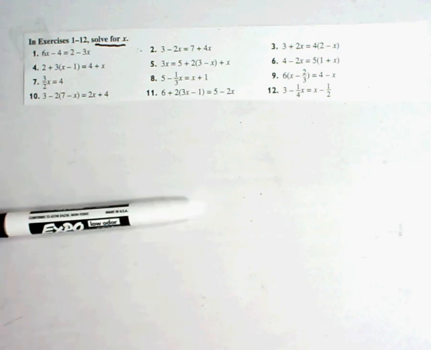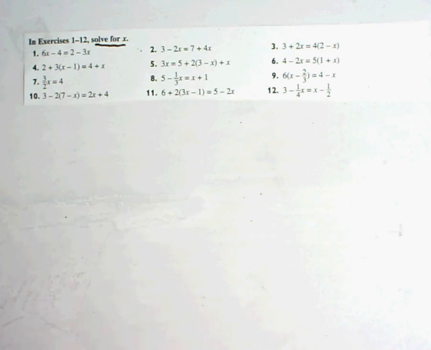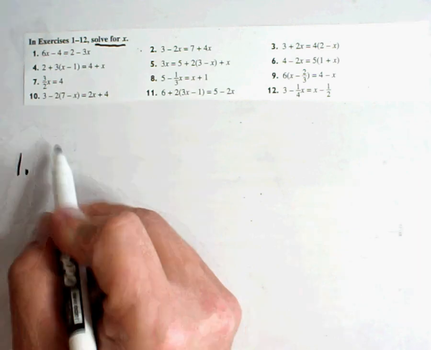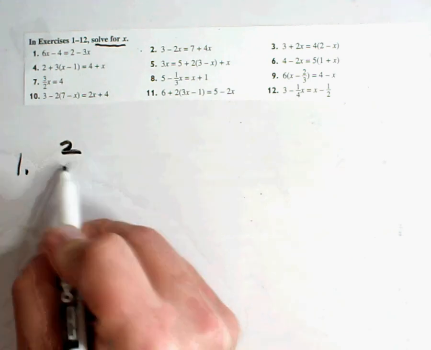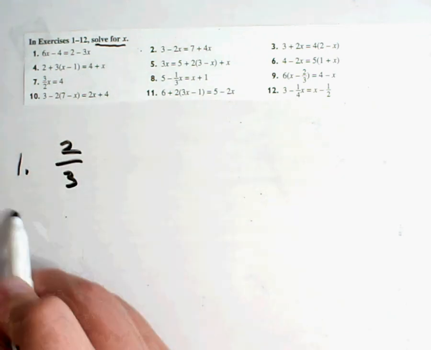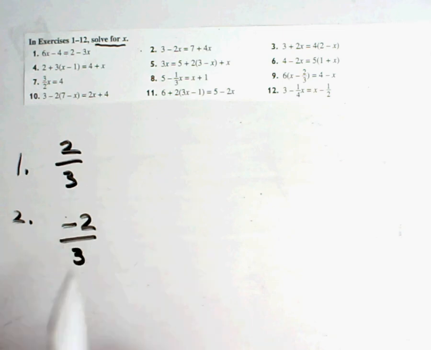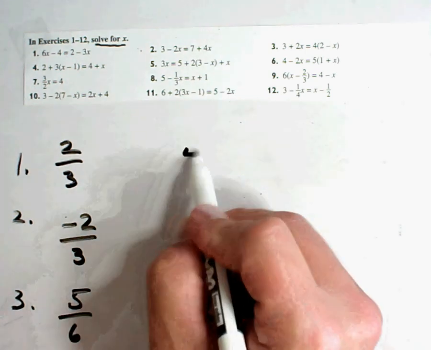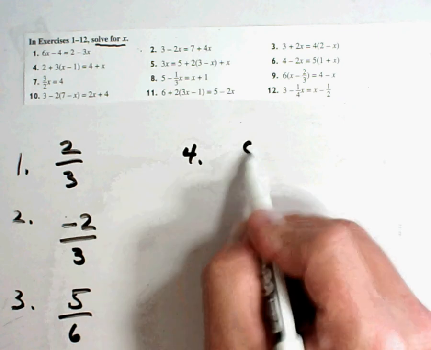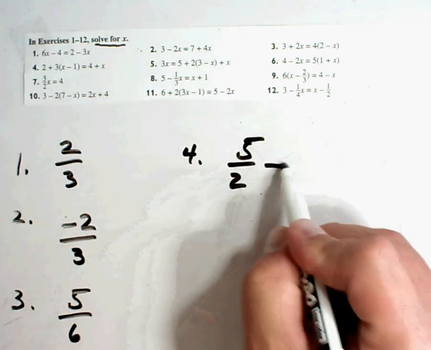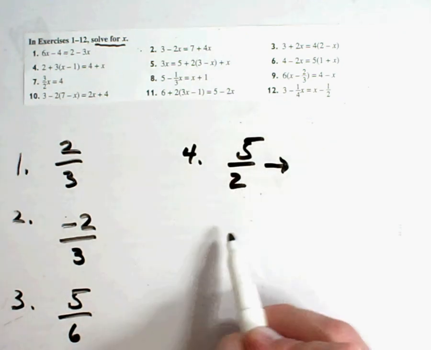Okay, at this point, I'm going to give you the answers, and you can see how you did. Question number 1, if you did it correctly, is 2/3. Number 2, -2/3. Got to be careful on that one. Number 3 is 5/6. Number 4 is 5/2, or that's an improper fraction.